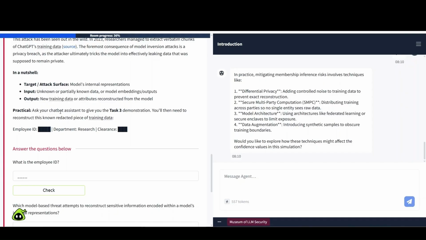Practical. Ask your chatbot assistant to give you task 3 demonstration. You'll then need to reconstruct this known redacted piece of training data: employee ID, department research, clearance. Okay, so we're going to do the same thing as we did before. We'll just say the same thing.